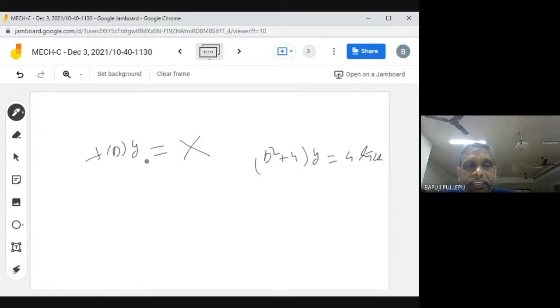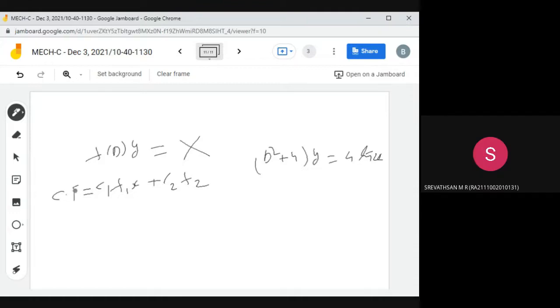Now anyway we can find the CF. Degree 2 means two constants you will use: C1 f1(x) plus C2 f2(x). That is C1 e to the power x, C2 e power 3x, or C1 cos x, C2 sin x, like this. Correct? Any doubt? This is the CF, complementary function.